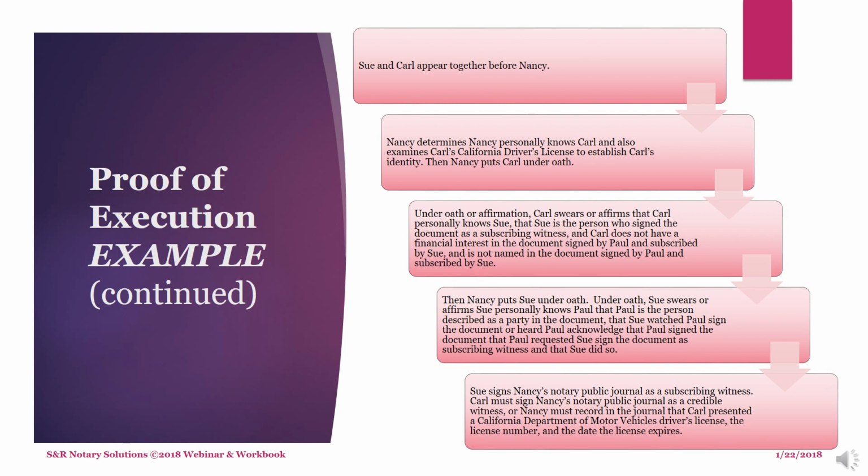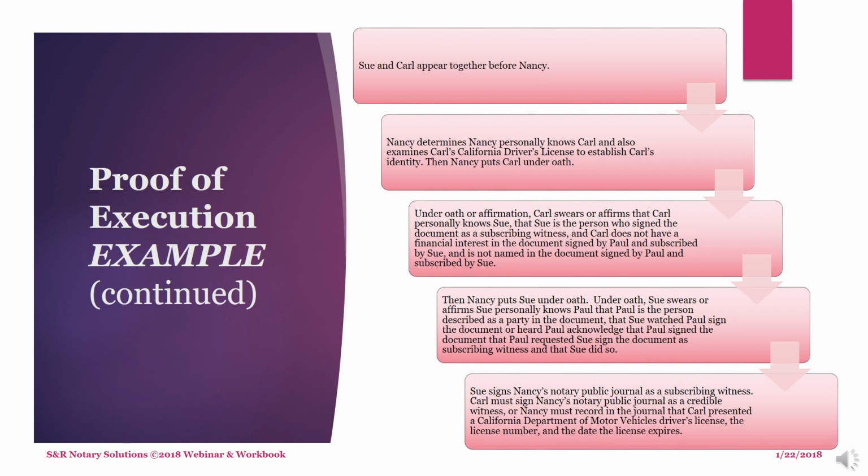Then Nancy puts Sue under oath. Under oath, Sue swears or affirms she personally knows Paul, that Paul is the person described as a party in the document, that Sue watched Paul sign the document or heard Paul acknowledge that Paul signed the document, that Paul requested Sue sign the document as a subscribing witness, and that Sue did so. Sue then signs Nancy's notary public journal as a subscribing witness.